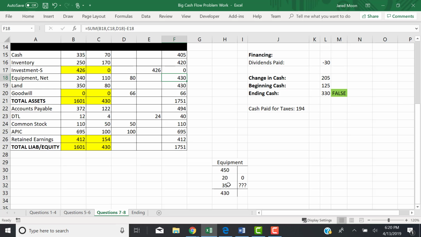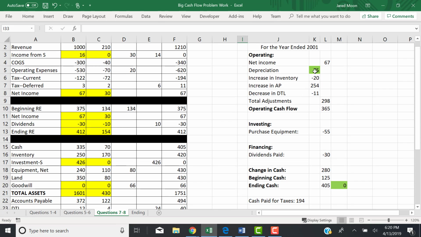We added these two as purchases. So what is the amount? And to save us a little bit of time, I'm just going to tell you that it's 75 instead of having to calculate it. So $75 depreciation we're going to add back because that was not a cash expense. Increase in inventory, we have more now. And because we've increased it, we had to buy it. So it's a negative 20.